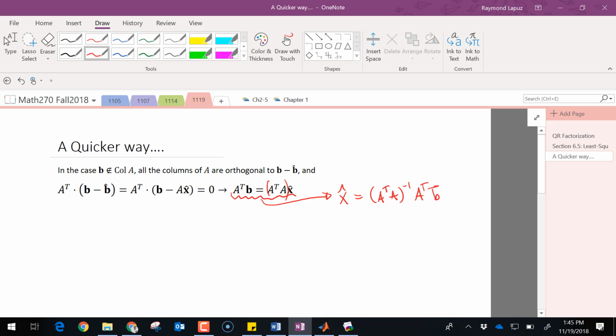So instead of going through all that mess of trying to orthogonalize and find the projection and stuff like that, if we could just figure out what this is equal to, then we're probably going to be all good.